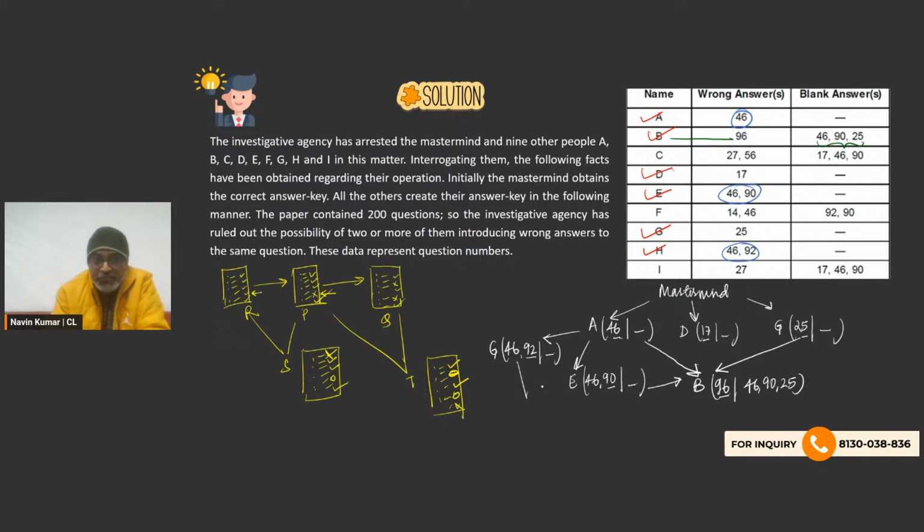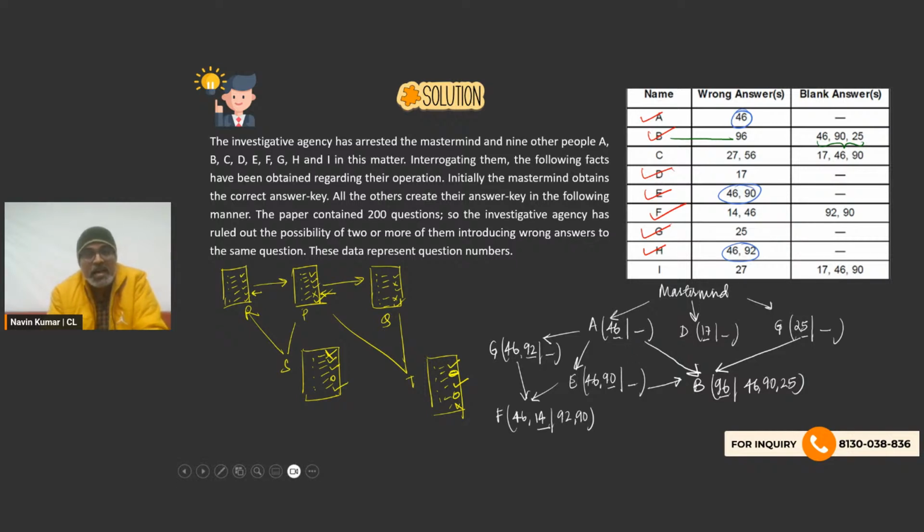So if we look at F, if his sources are E and G, what will happen? He will see that 46 is the wrong one, which was copied from A. So he's going to copy it as such, which is a wrong answer. When he looks at 92 and 90, he's confused as to what to mark because different options are selected by G and D. So he leaves them blank. And then he makes a mistake of his own, which is going to be question number 40. So we are done with F.